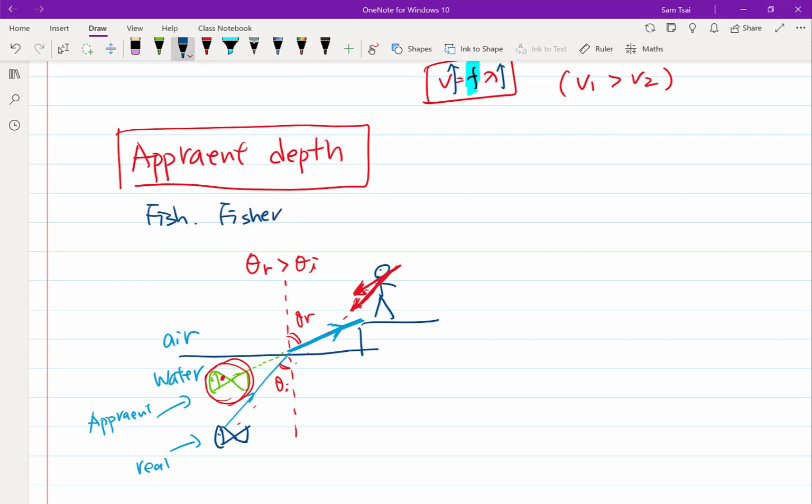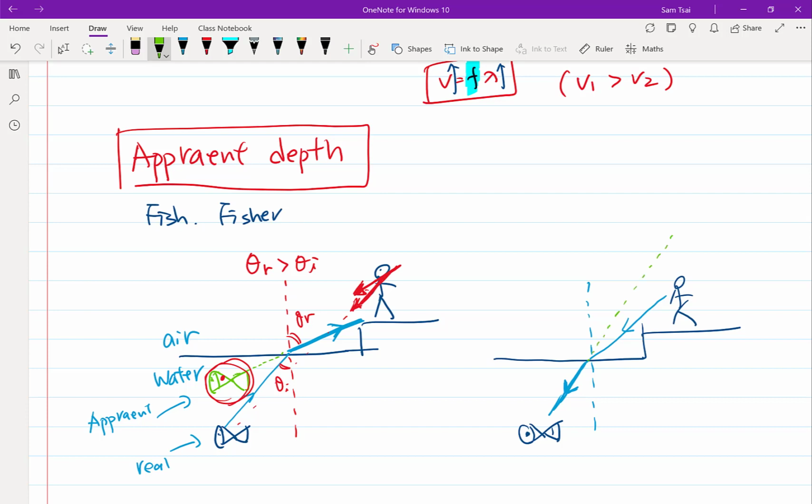Now we check another story, the same story. We have a person here and a fish here, and the fish can see the person. Now we draw the normal. Because the speed is slowed down, the light bends toward the normal, so the angle becomes smaller. This light is coming to the fish, and the fish will think, oh, the person is coming from here. Apparently, the person comes from here.